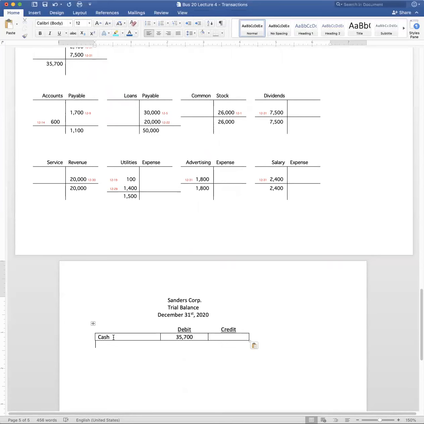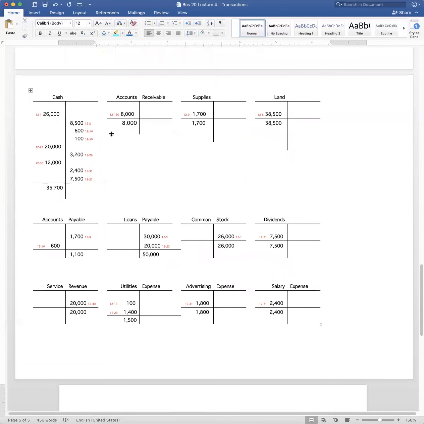Okay, now, why did I list cash first? Well, remember I said when accountants list things, we like to have a certain order. So we're going to use the order that's familiar to us. We're going to go with assets first, then liabilities, then equity, then revenues and expenses. And conveniently, the T accounts are already laid out in that order. So we're just going to follow the same order that accountants like.